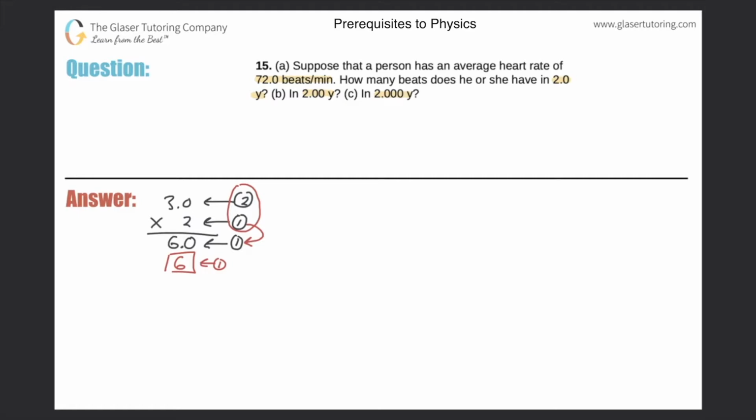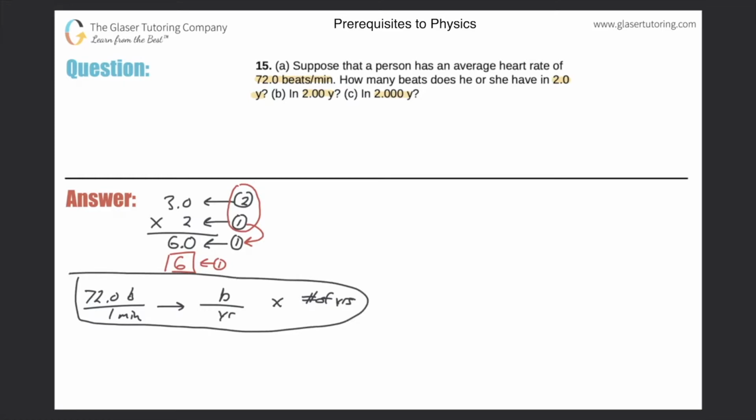Okay? So let's go back and see what we're given. We want to find out how many beats the person has in 2.0 years if they have a heart rate of 72.0 beats per minute. So essentially what we need to do is take 72.0 beats, I'm going to label that as a B, per 1 minute, and then convert that into beats per year. After we do that conversion, we can simply take that answer and multiply it by the number of years. So this is essentially the outline.